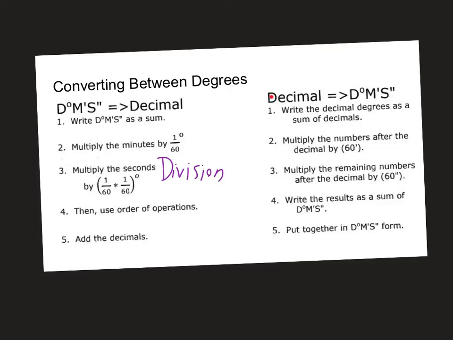Whereas if we're going from decimal to DMS, we're going to write the decimal degrees as the sum of the degrees and the decimals. We'll multiply the decimals by 60 minutes, take whatever answer is left over there, and take those decimals, multiply that by 60 seconds, and write it out as a sum of DMS notation to put it into DMS form. Now, what do I mean by that? Well, let's look at some practice problems.